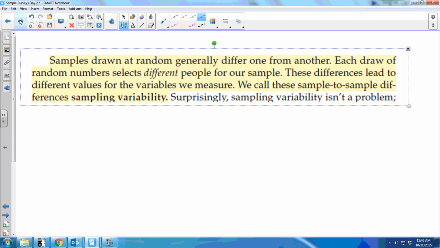Okay. Questions about the sampling types and sampling variability? And sampling variability isn't a bad thing. It just exists. It's just going to be there. Always.